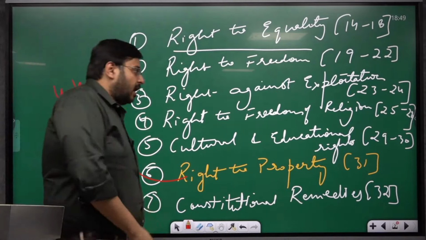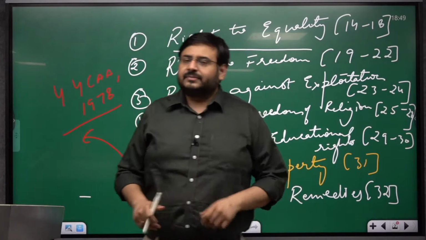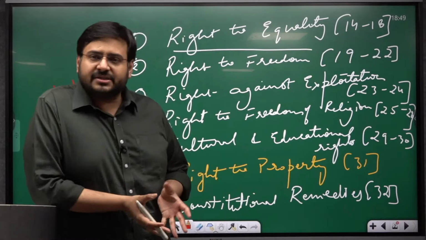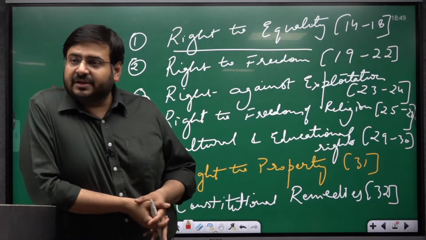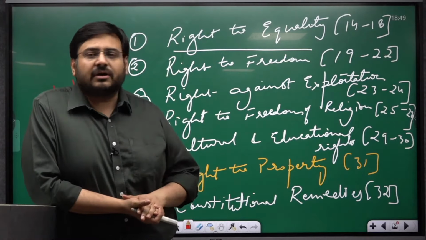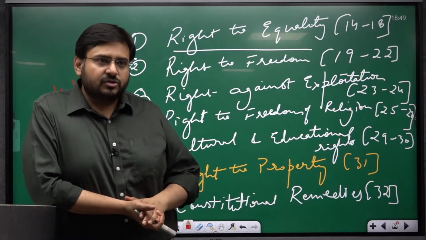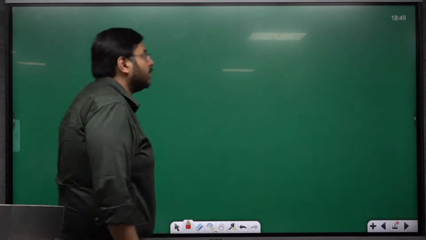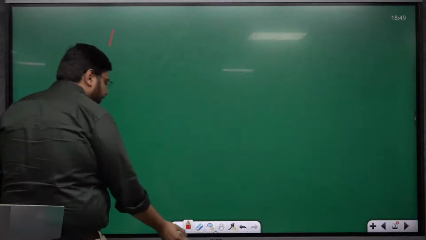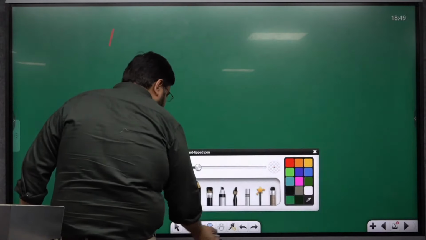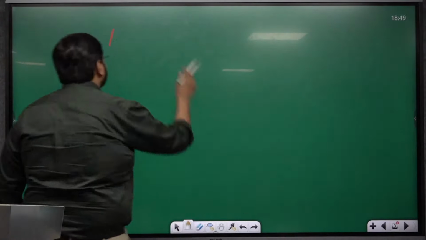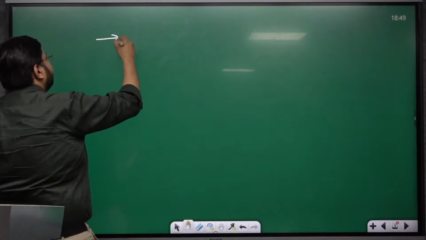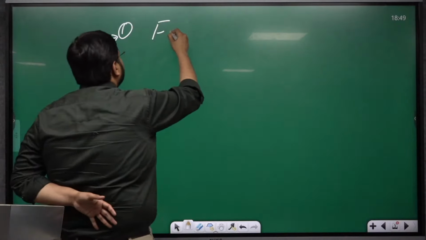Very good. Now, the fundamental rights have certain features, and a question may come up: what are the features of the fundamental rights? The first most important feature is that they are provided by the fundamental law of the land.